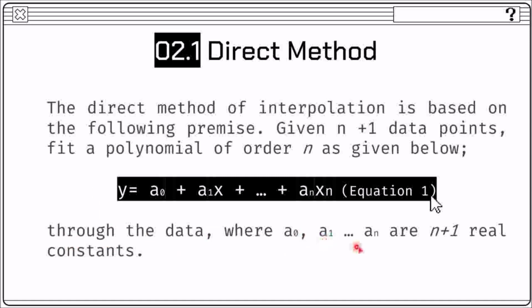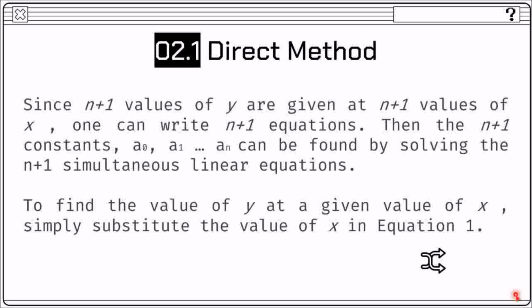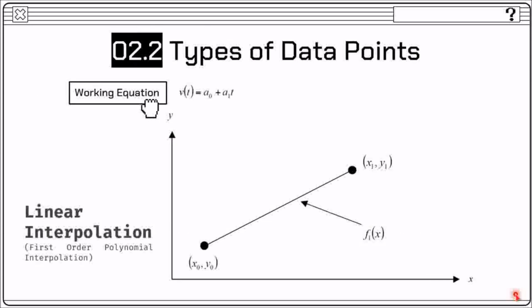Through the data, where a0, a1, and an are n plus 1 real constants. Since n plus 1 values of y are given at n plus 1 values of x, one can write n plus 1 equations. Then, the n plus 1 constants, a0, a1, an, can be found by solving the n plus 1 simultaneous linear equations. To find the value of y at a given value of x, simply substitute the value of x in equation 1, in our working equation.